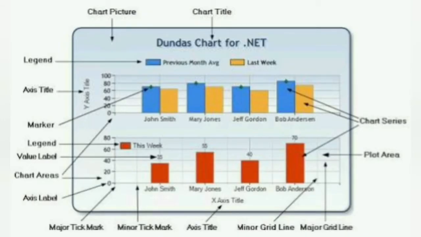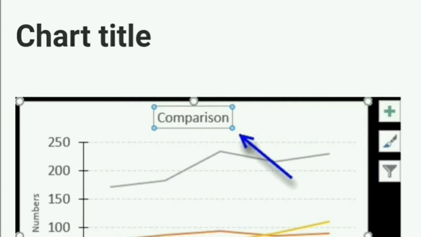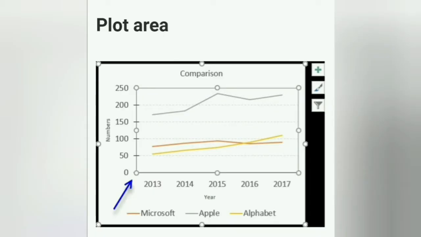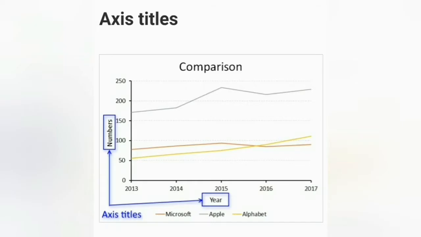Let's now discuss the components of a chart. So this picture shows the various components of a chart. First component of a chart is the chart title. It consists of the name of the chart or the title we want to give to our chart. Then we have the chart area. Chart area is the area which contains the chart as well as all its related components. Then you have the plot area. Plot area is the area where your actual chart is plotted. It is in the center of the chart area.